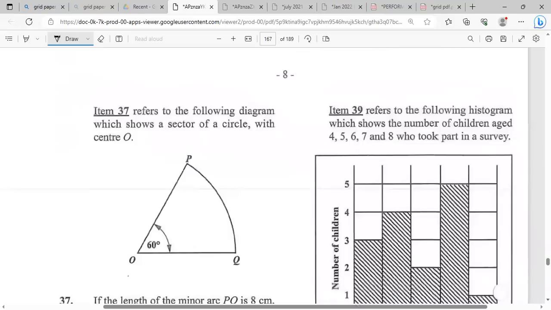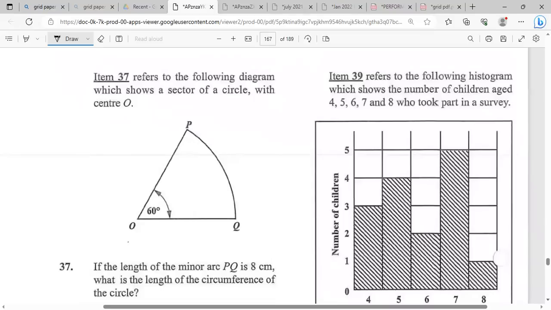Item 37 refers to the following diagram, which shows a sector of a circle at center O.